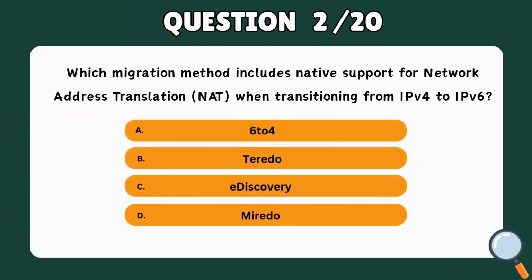Question 2. Which migration method includes native support for network address translation, NAT, when transitioning from IPv4 to IPv6? A. 6to4, B. Teredo, C. eDiscovery, D. Miredo. Correct answer B. Teredo.